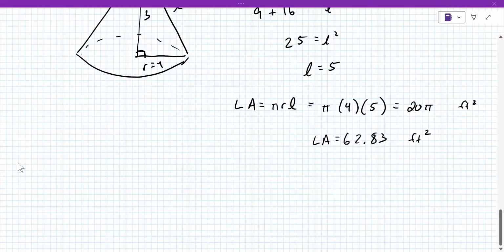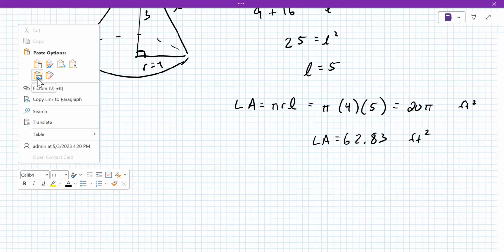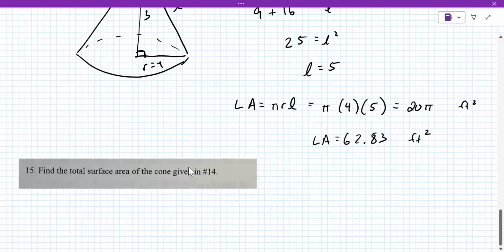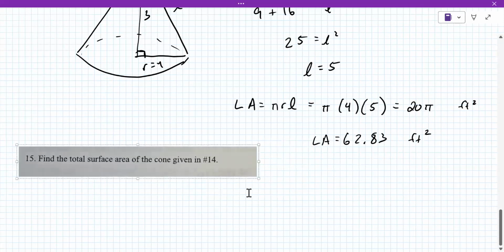The 15 here is a continuation from 14. 25 feet.